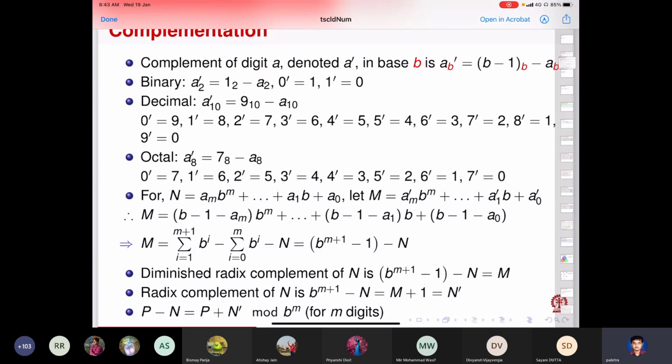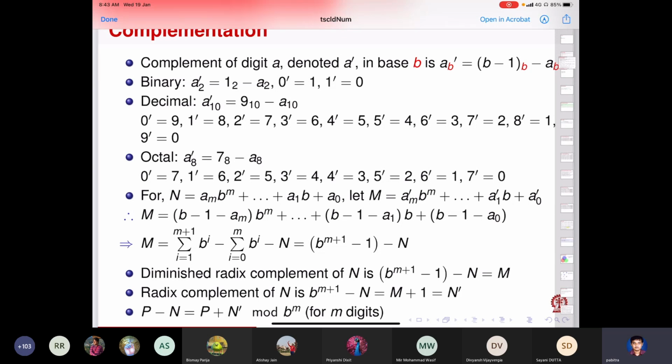So this is the nice property we are looking for. This will be helpful for us in future, because all computers, or for that matter any digital system, when they have to subtract, they complement and add. I think all of you know this: they complement and add.